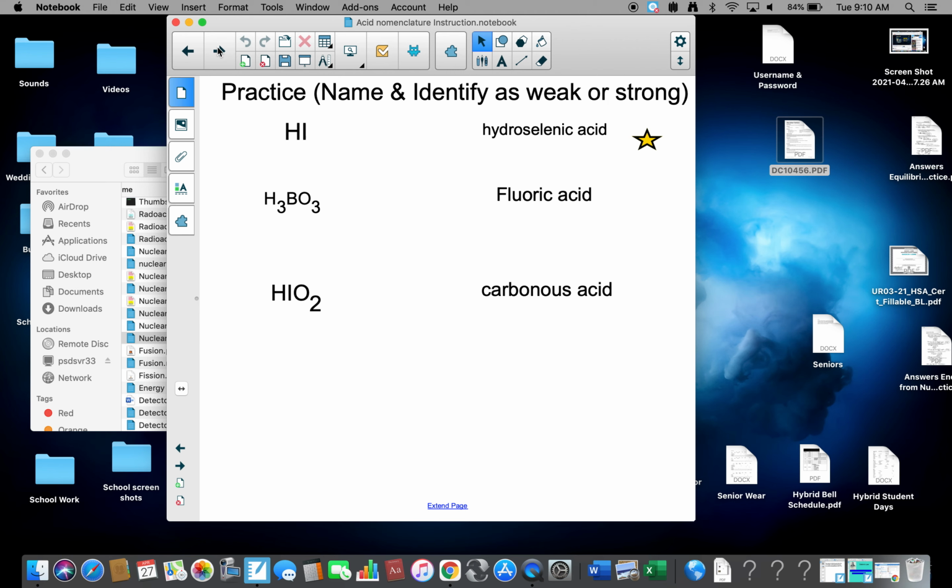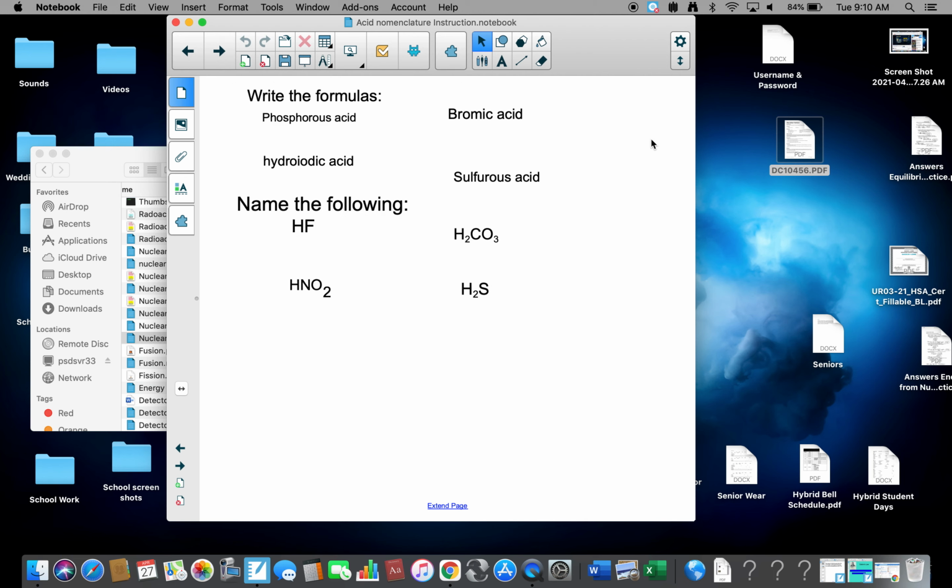All right, so let's do these. We'll do these in class. HI, H3BO3, HIO2. We'll name them, identify the strong or weak, and then hydrosilicic acid, hydrofluoric acid, and carbonous acid. We'll do the formulas on those and identify strong or weak as well. All right, and then we'll do these in class as well.